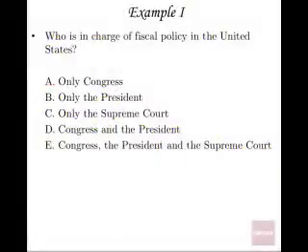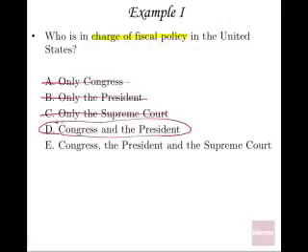So example number 1, who is actually in charge of fiscal policy in the United States? Is it only Congress? No. Is it only the president? No. Is it only the Supreme Court? Well, that's not true at all. Is it Congress and the president? That is absolutely true. So again, in the legislative process, Congress is the one in charge of creating the law, and the president can either sign it or veto it.